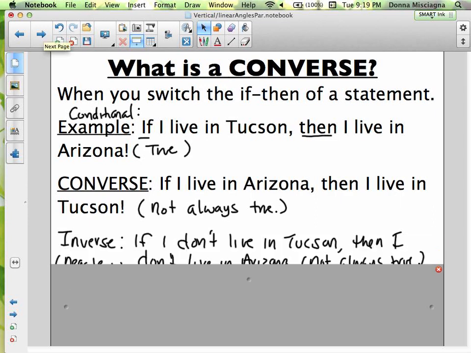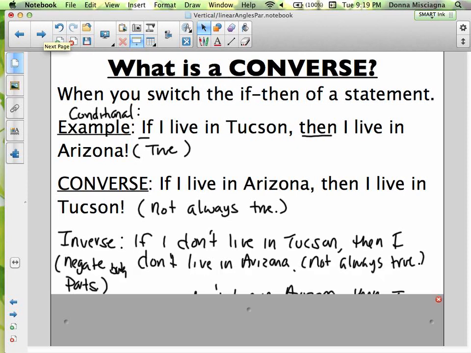Just so you know some of the other conditional statements that we can make. The inverse, with the inverse, we negate the 2 parts of our conditional. So we negate the if part, the hypothesis, and we negate the then part, the conclusion. So if I don't live in Tucson, then I don't live in Arizona. That's not always true, right? Just because you don't live in Tucson doesn't mean you don't live in Arizona.